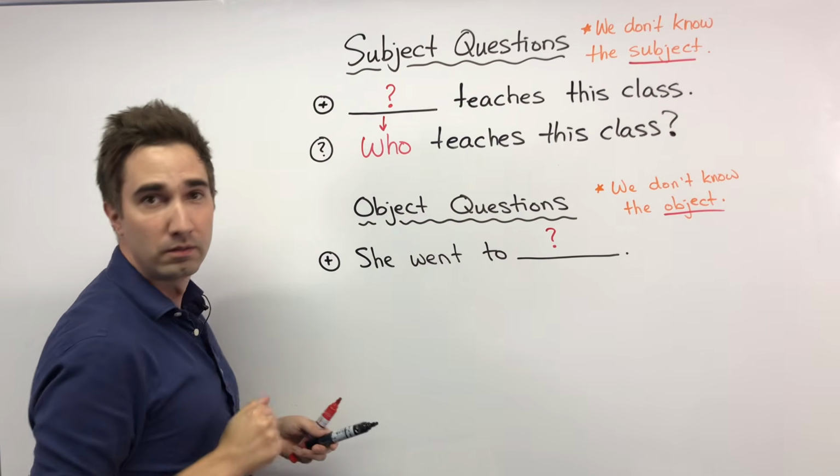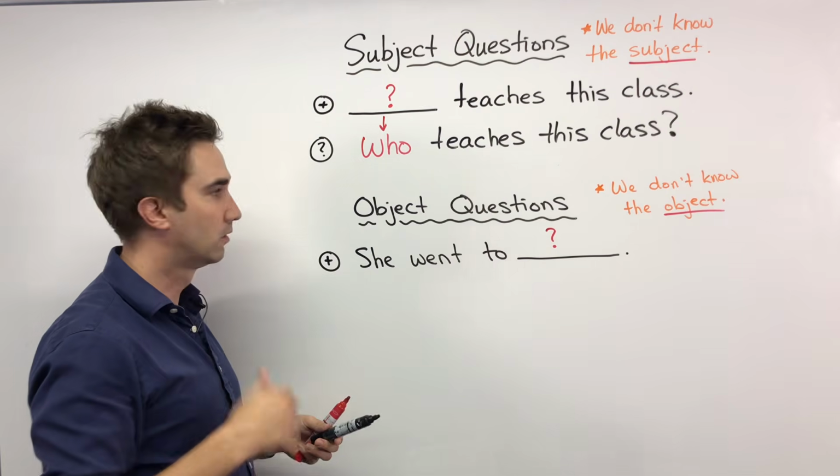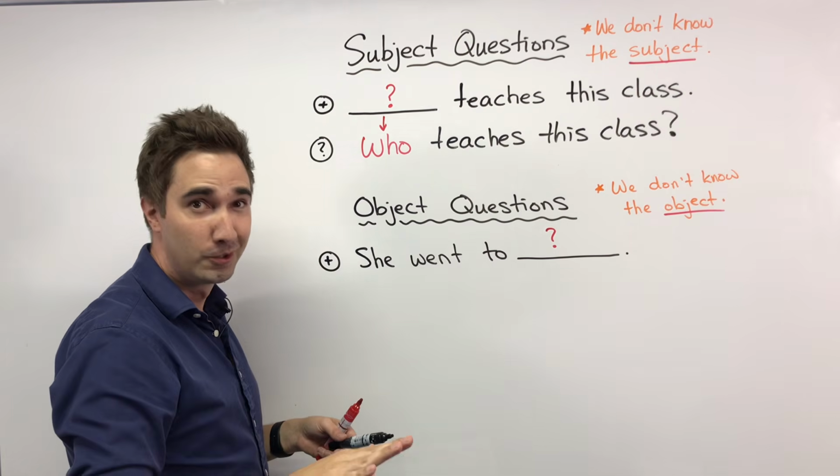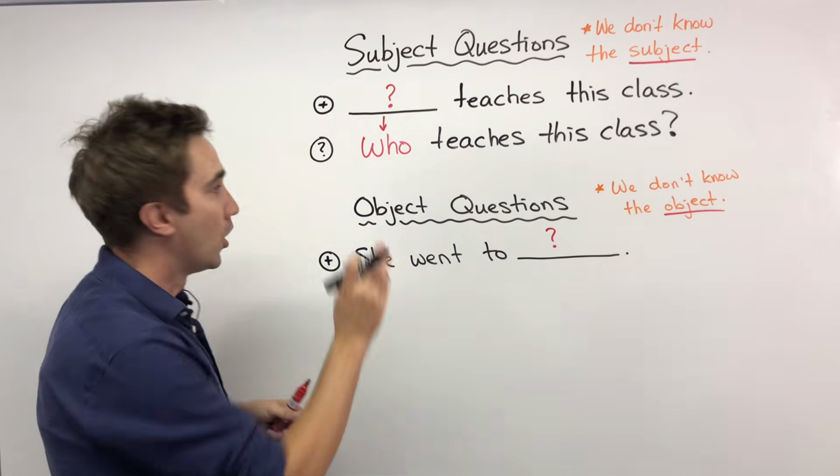If it's a thing, what? If it's a place, where? Easy. Subject questions, super easy. All right, moving on. Object questions.